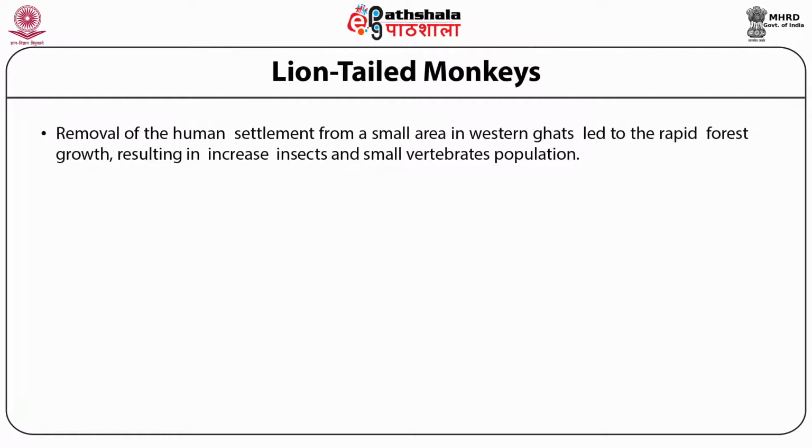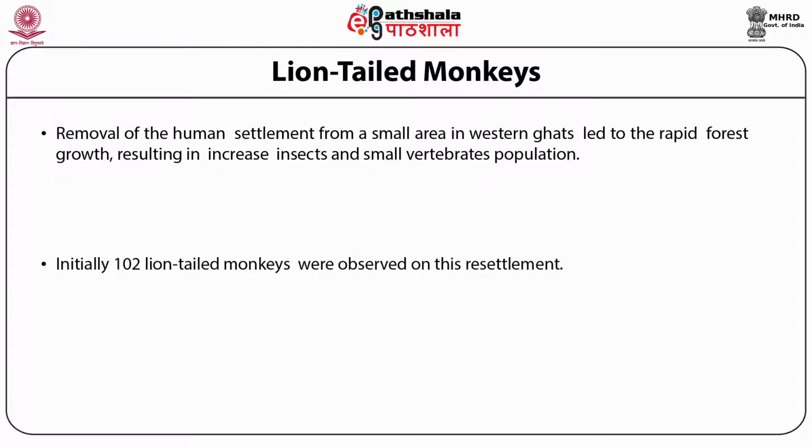Removal of the human settlement from a small area in the Western Ghats has led to rapid forest growth, resulting in an increase in the insect population and the small vertebrate population. Initially, 102 lion-tailed monkeys were observed in this resettlement area. The growth of the lion-tailed monkey is as shown in this tabulated form.